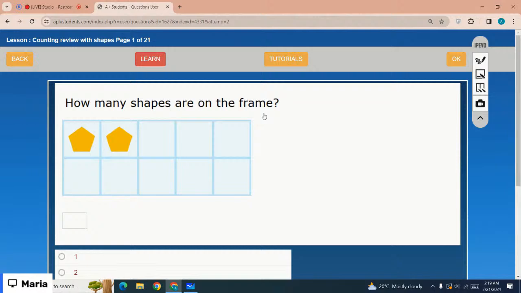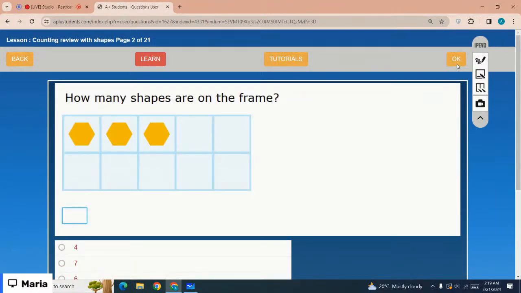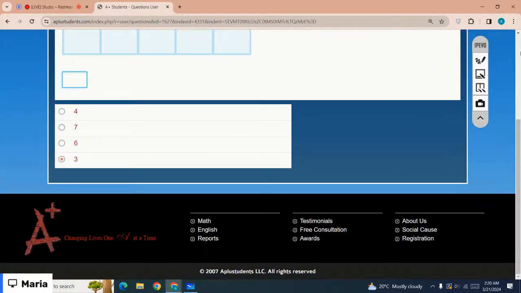The correct option is only 2 shapes. The correct option is 2, right? How many shapes are there? The correct option is 3. There are 3 shapes. The correct option is 3.